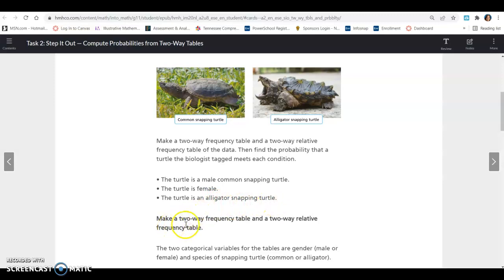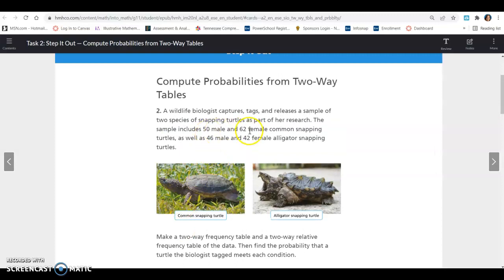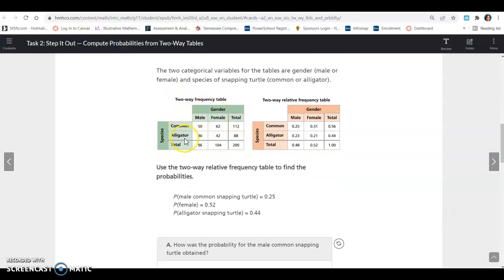The first thing we're going to do is make a two-way frequency table and a two-way relative frequency table. The information given is 50, 62, 46, and 42. To put these in a table, all they did was label them. The 2 categorical variables for the table are gender, male and female, and species, common or alligator. A two-way frequency table is just the information given and then the totals. So we have a total of 200 snapping turtles, a combination of common and alligator.